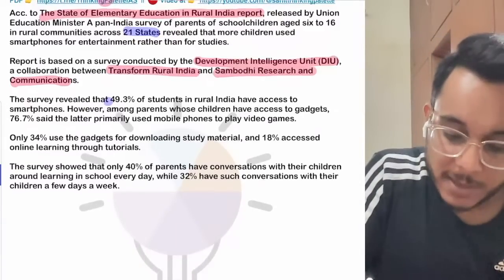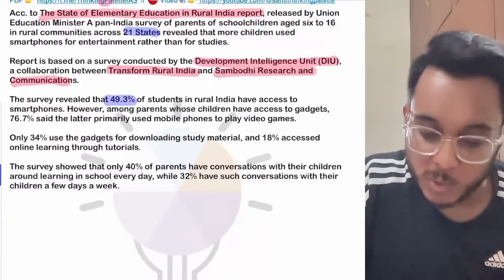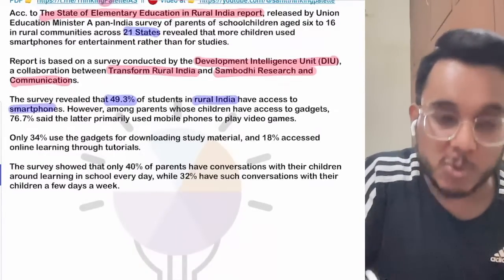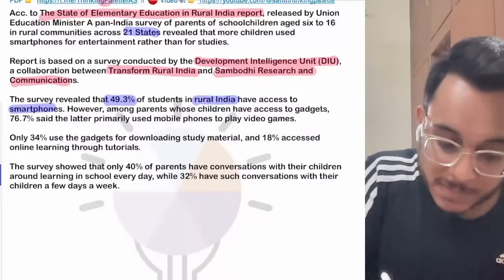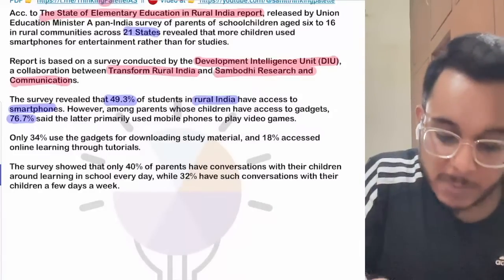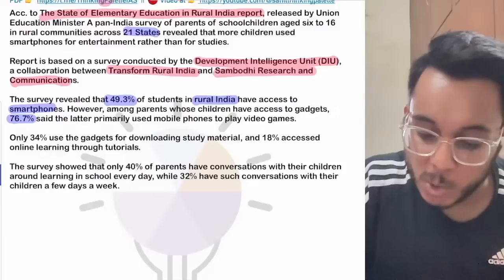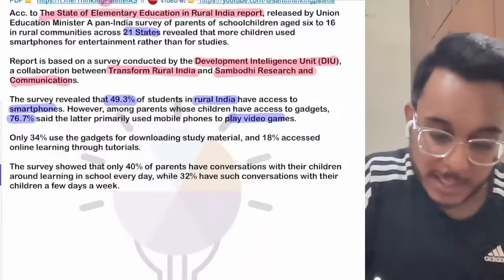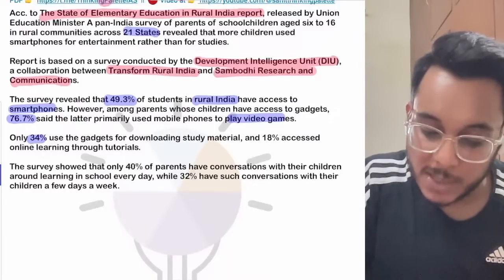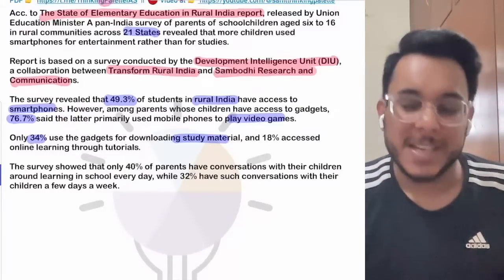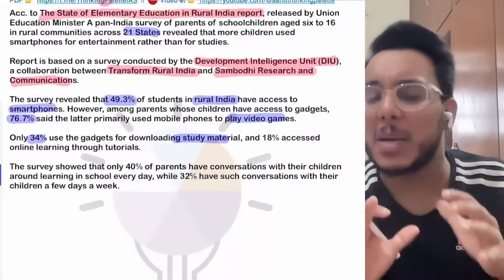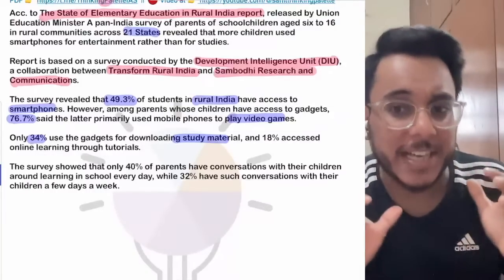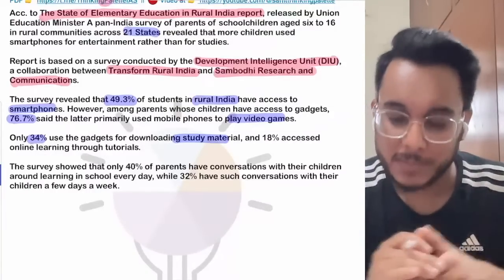And according to this survey, 49.3% of students in rural India have access to a smartphone, but 76.7% are using them just to play video games. Only 34% use them for downloading study material. So this is just some data that can be used with respect to the digitization of education. Okay, that is about it.